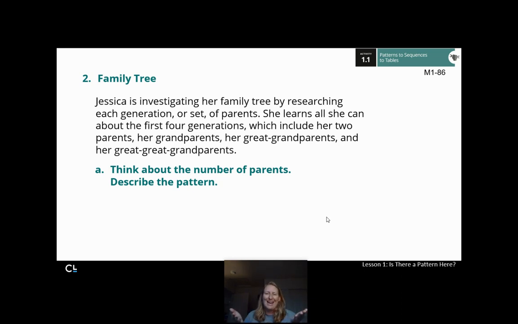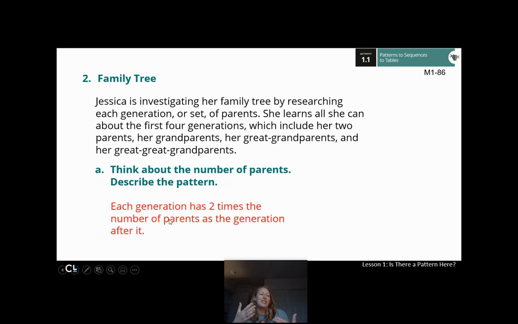So think about the number pattern of parents and describe the pattern. Well, she has, most people have, not everybody. Some of us, divorces and remarriages, we got a few extra, but generally speaking, we have 2 parents. And then those parents each have 2 parents, so we're up to 4. And then those grandparents each had 2 parents, which means we're now up to 8, right? And then all of them had 2 parents, so now we're up to 16. So it looks like it keeps doubling. So each generation has 2 times the number of parents as the generation before it. Fair enough.